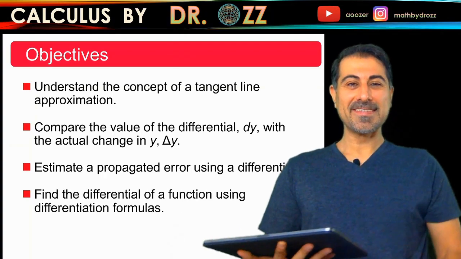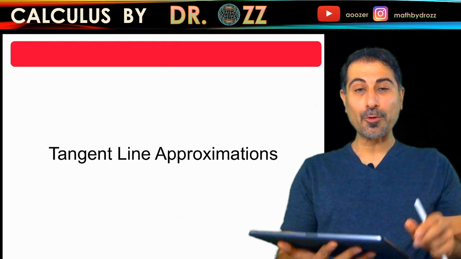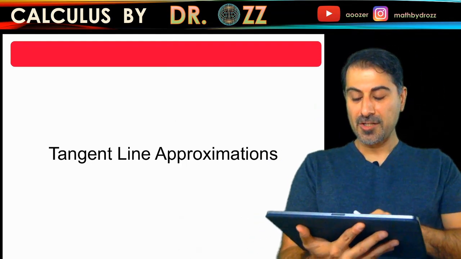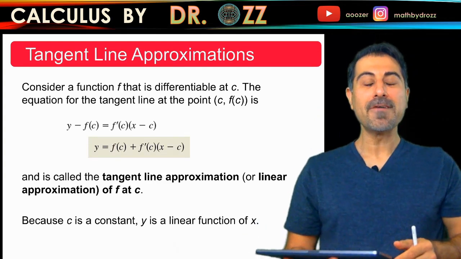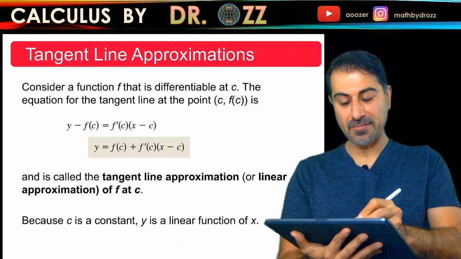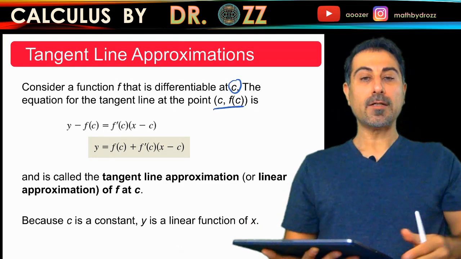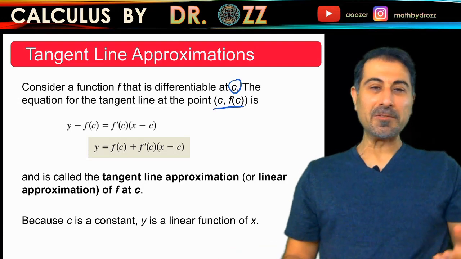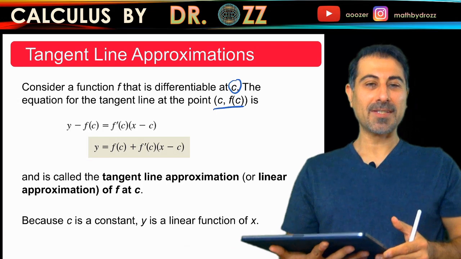Let's get started. All right, let's start with the tangent line or linear approximations of functions. To have an approximation, we have to have a differentiable function at the point C. So the point is very important. In fact, C and f of C is where the approximation is going to happen. What we're going to do is essentially write down the equation of the tangent line at this point.